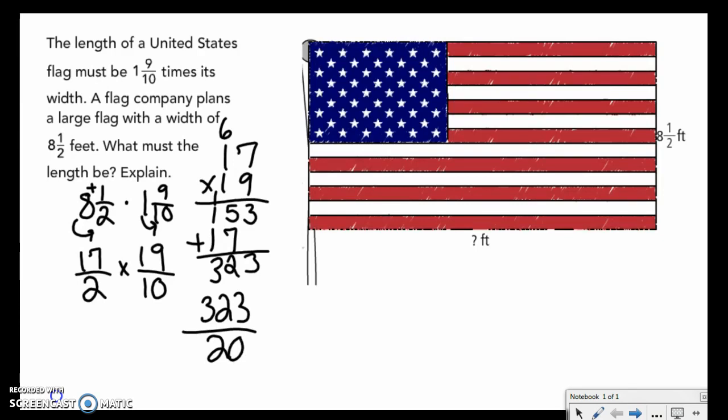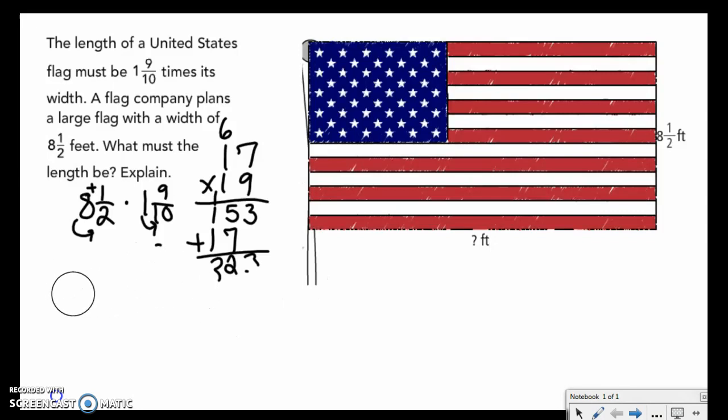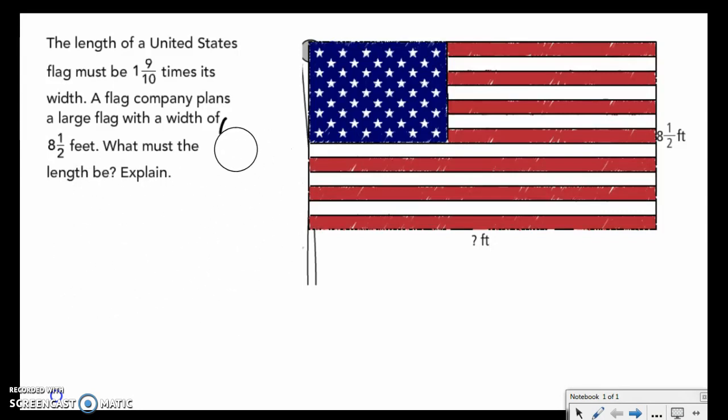Okay? This number can be simplified and turned back into a mixed number. So 20 can go into 323 16 times. And that'll give you 3 20ths left over. Alright? So this is your first example for this part. Let's move on to the next slide.